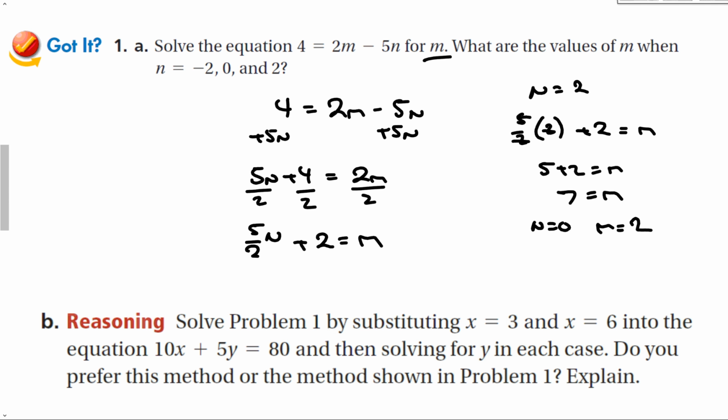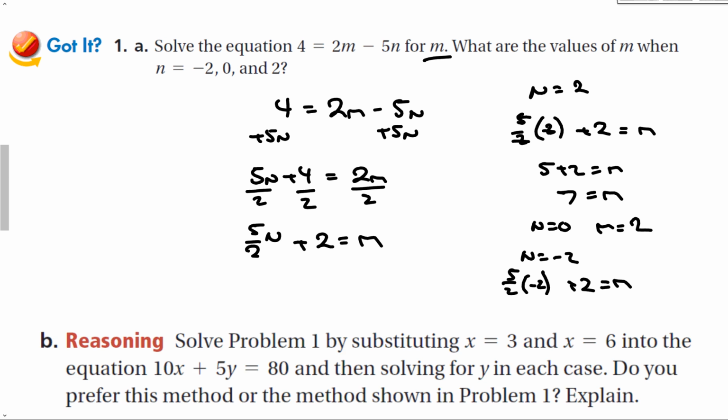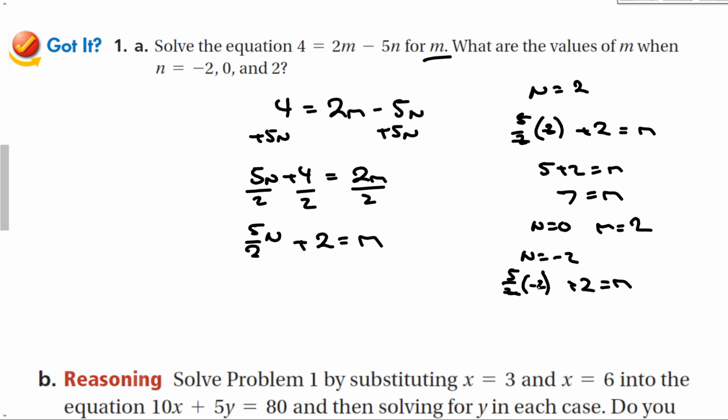And then, I did 2 first. Sorry. Let's go back and do negative 2. So that's 5 over 2 times negative 2 plus 2 is equal to m. And a little more room. These two cancel and reduce to negative 1. So that's negative 5 plus 2 is equal to m. So negative 3 is equal to m. Okay, so we have our 3 answers for these 3 situations.